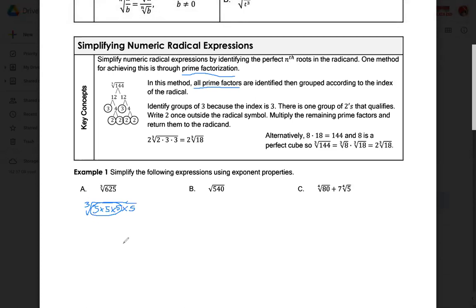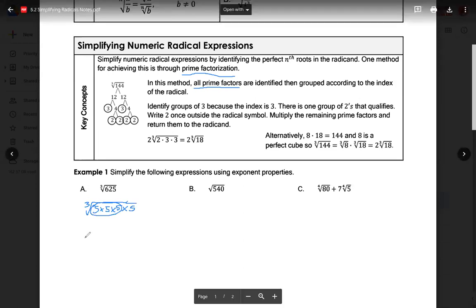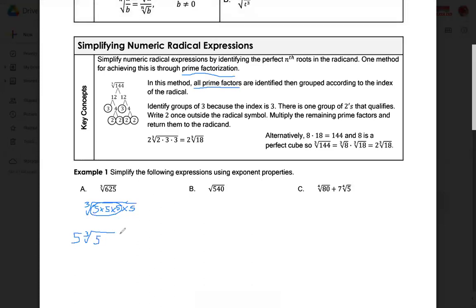So what's going to happen is you would rewrite this now as 5, because, again, the cube root of 5 times 5 times 5, which is 125, is 5. Okay, now whatever is left over, or does not get circled, you're going to put on the inside. So the simplified version, the cube root of 625, is 5 cube root of 5. Okay, now moving on to the next one.